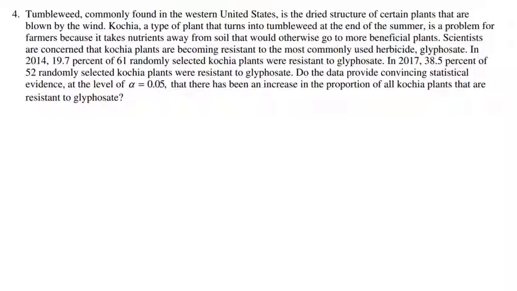In 2014, 19.7% of 61 randomly selected kochia plants were resistant to the herbicide. In 2017, 38.5% of the 54 randomly selected kochia plants were resistant to the herbicide. Do the data provide convincing statistical evidence at a level of alpha of 0.05 that there has been an increase in the proportion of all kochia plants that are resistant to the herbicide?